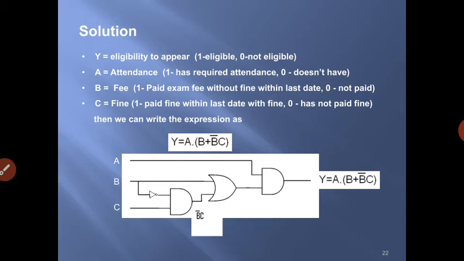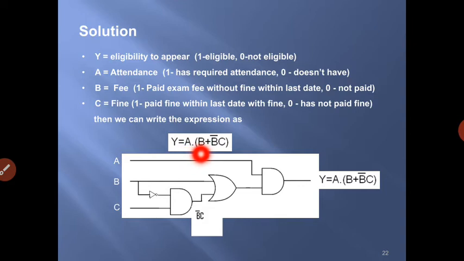(b plus b bar into c). So if you analyze this, y is equal to a must be satisfied in order to get the eligibility to appear for the examination, because a is nothing but attendance. You need to get the required attendance percentage in order to have the eligibility to appear for the examination.